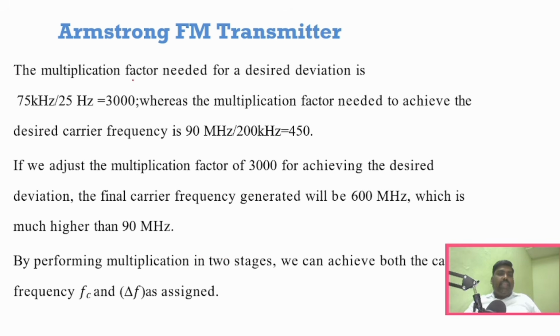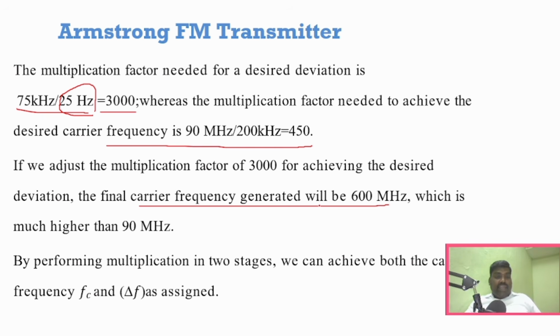You can see here the multiplication factor can be obtained. The desired frequency deviation is 75, and this is the low frequency component which we are going to use. So 75 kilohertz divided by 25 kilohertz will obtain 3000 as the multiplication factor. And similarly for carrier frequency, the multiplication factor is 450. If we use this 3000, we will generate a final carrier frequency of more than 600 megahertz. But here we don't need 600 megahertz, 90 megahertz is more than enough.